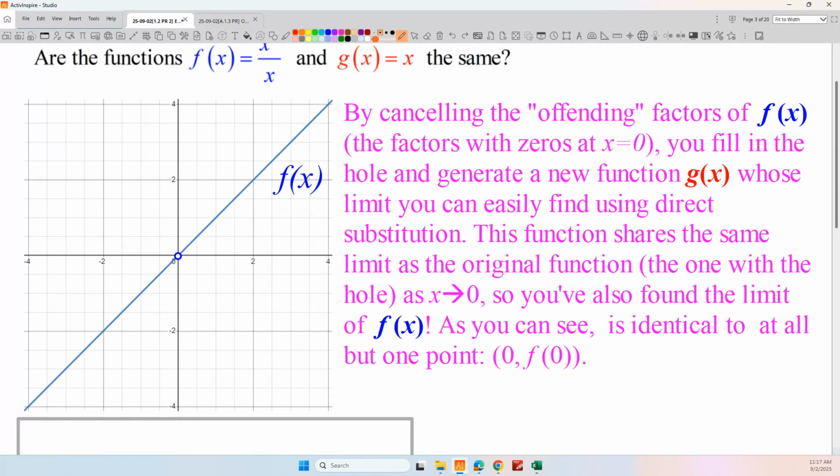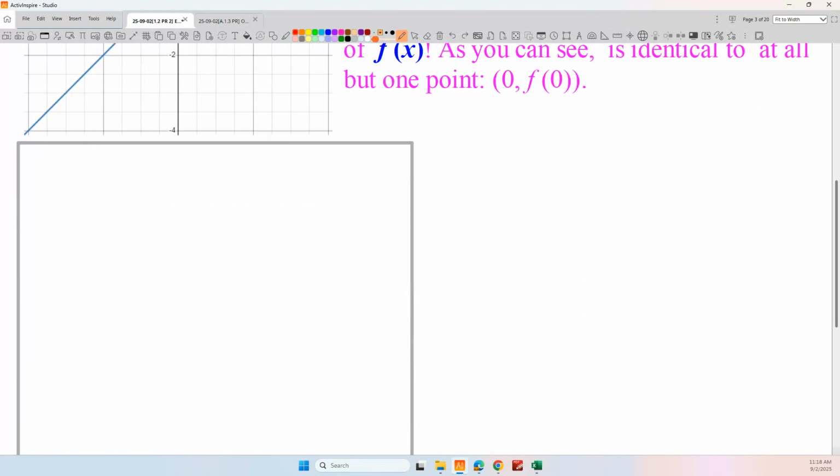And let's just read through this and make sure this makes sense. By canceling the offending factors of f of x, we fill in the hole and generate a new function g of x, whose limit you can easily find using direct substitution. This function shares the same limit as the original function, the blue one. So we've also found the limit of the original function. We've just done it in a way that's a little bit easier, okay?